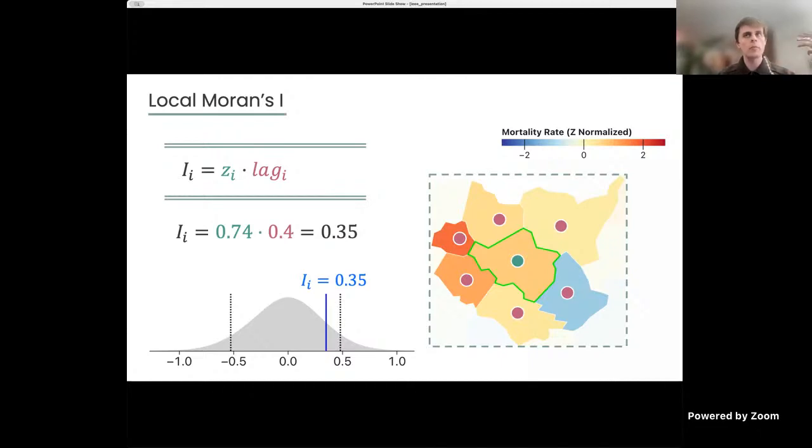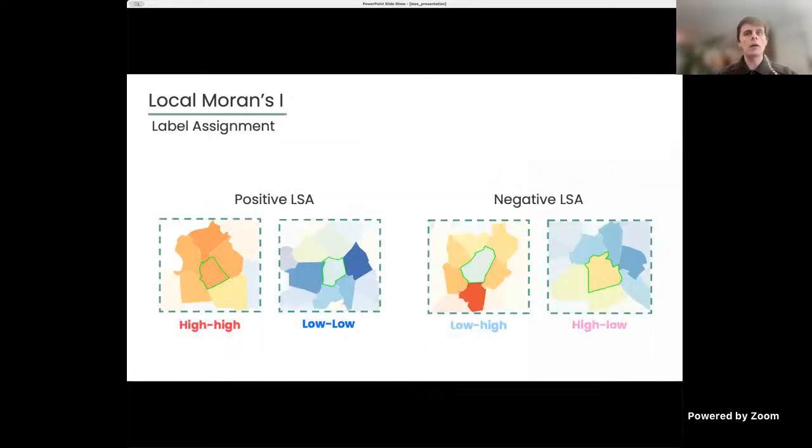We can see here from this plot that the value in this case was not significant. There was no detected local spatial autocorrelation. If we did detect local spatial autocorrelation, we would basically be in one of 4 different scenarios, and we can use these to assign labels to the different parts of the data set.